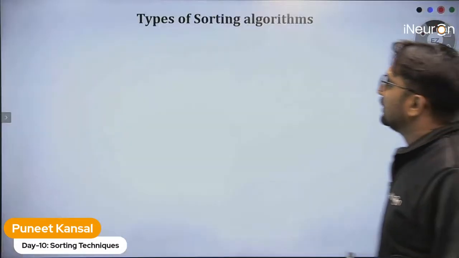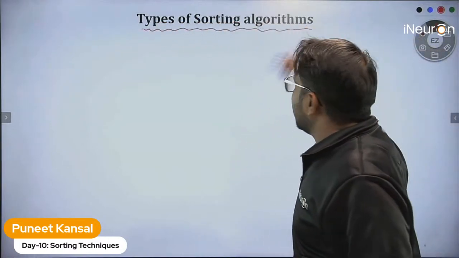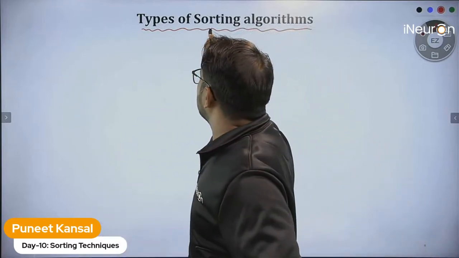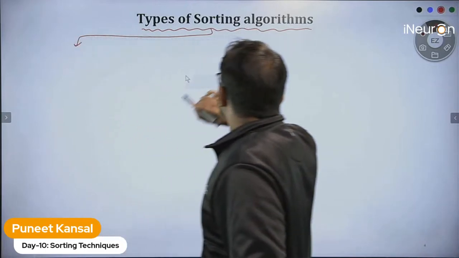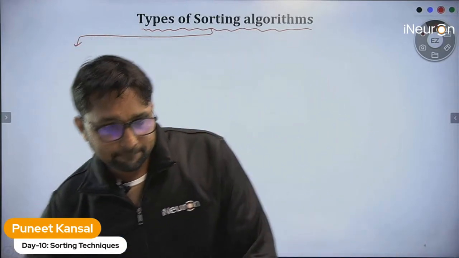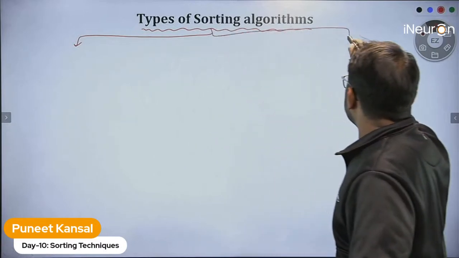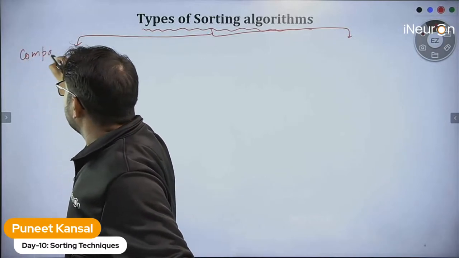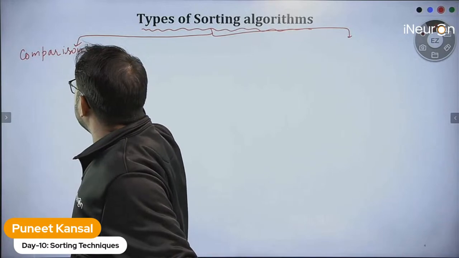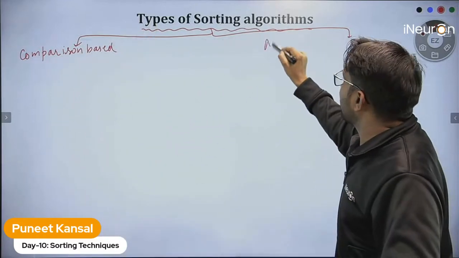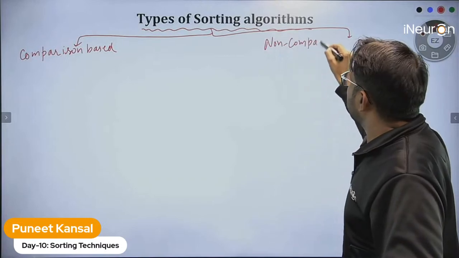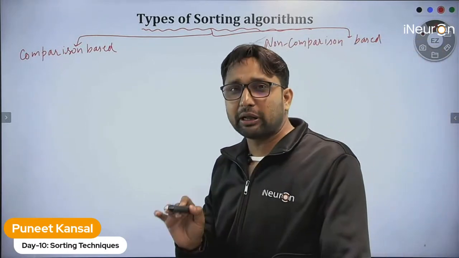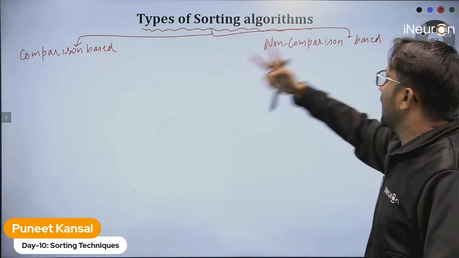So let's start with the types of sorting techniques. Sorting algorithms means we want to sort the numbers, either in increasing or decreasing order. So there are various algorithms available with us. And we can divide these algorithms broadly in two categories. One is comparison based sorting algorithm. Another one is non-comparison based. So I am categorizing all the sorting algorithms in two categories. Okay, comparison based and non-comparison based.